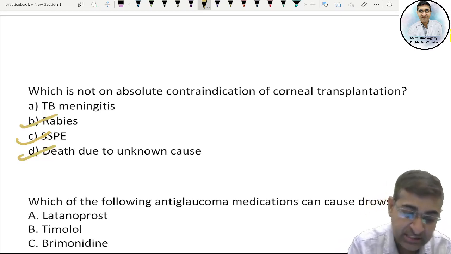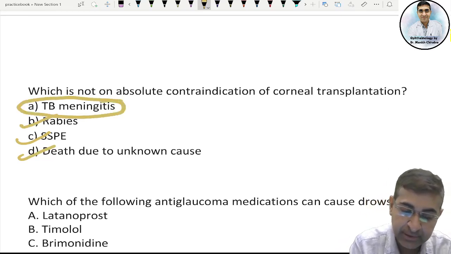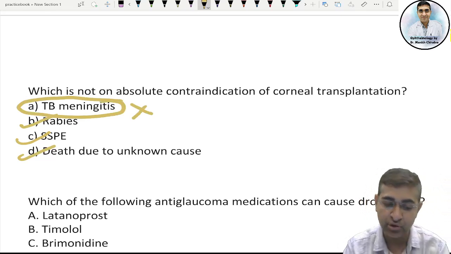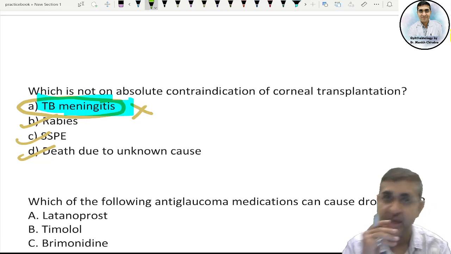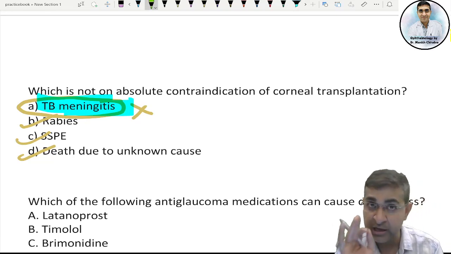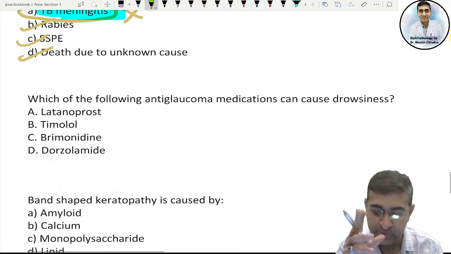Yes, rabies, yes, but the answer here is TB meningitis, which is not an absolute contraindication. So here the answer is TB meningitis. All right, so these are important points that you should know, the points which I just told you.